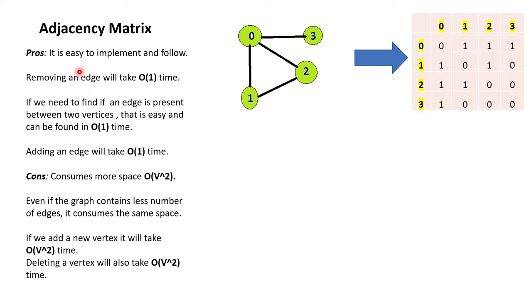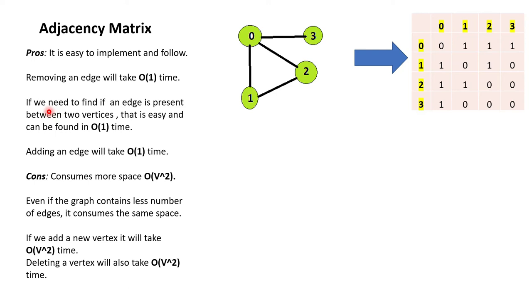One thing is, it is easy to implement and follow, obviously, because we have to draw a 2D array, and there we can mention if an edge is present then 1, and if the edge is not present, then it's 0. So it is very much easy to implement and follow also. Removing an edge will take O(1) of time. So if I have to remove this edge, 1 between 1 and 2, then we have to just mark that area as 0 in this matrix. Then it will be considered as the edge is removed.